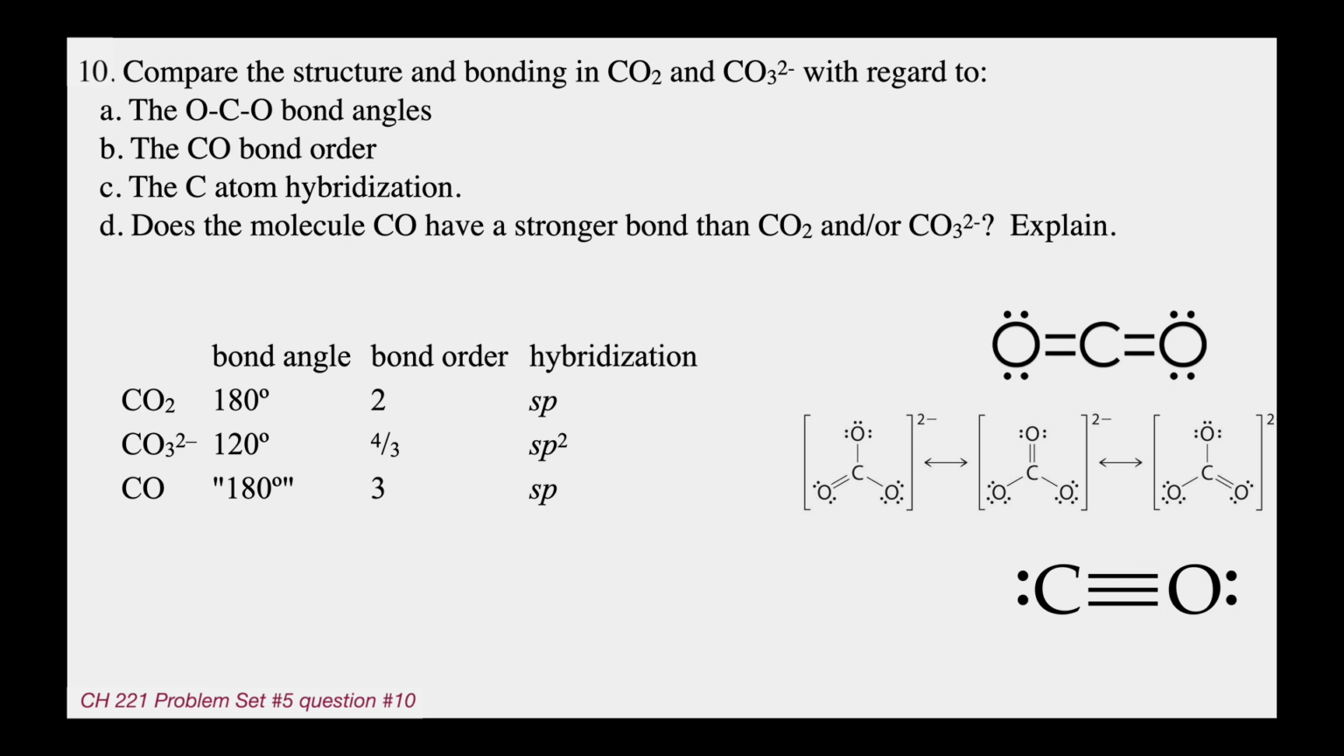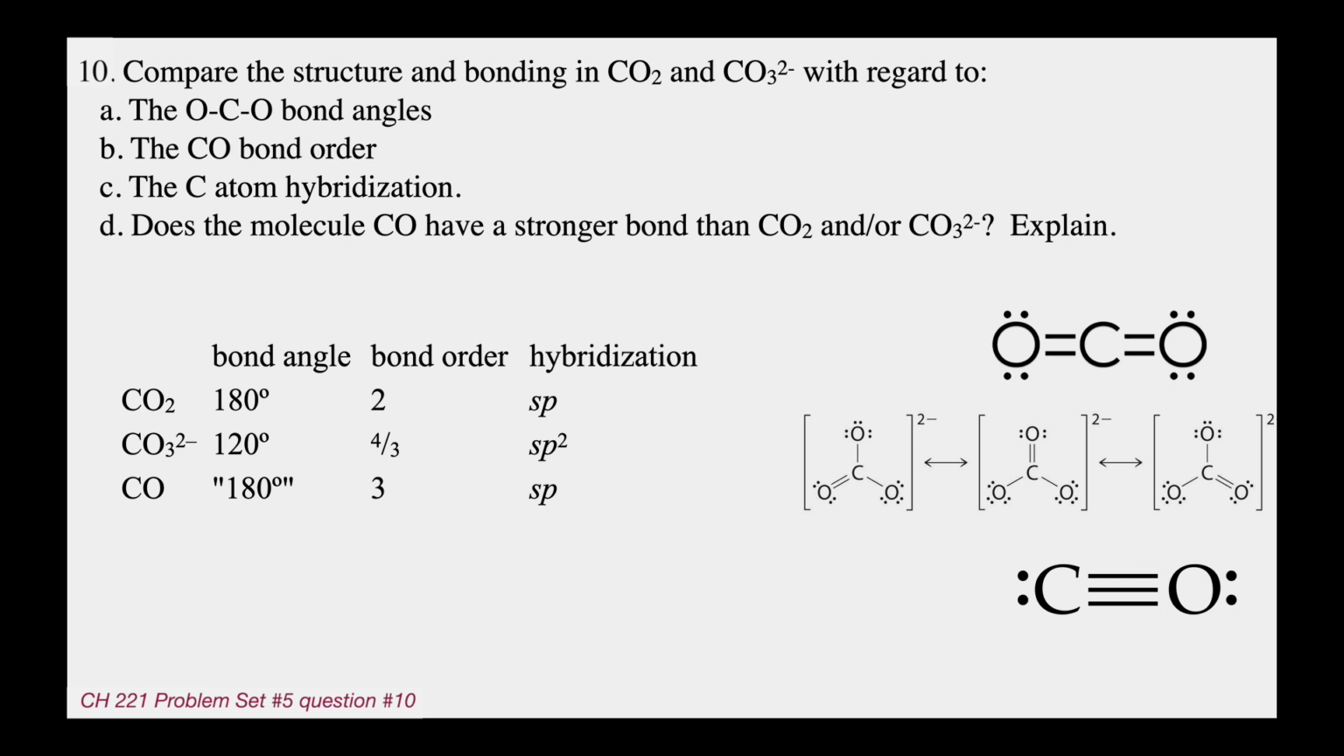But carbonate, because it's resonating, you take the total number of bonds, the total number of lines between carbon and oxygen, and there are 4 lines, and you divide it by the number of places those bonds or lines can go. There are 3 places. So the bond order for carbonate, 4/3, which is kind of wild.